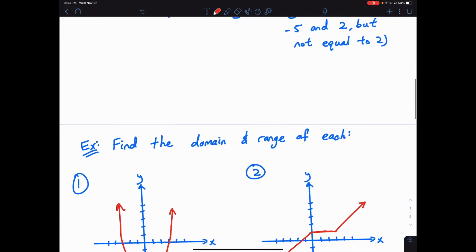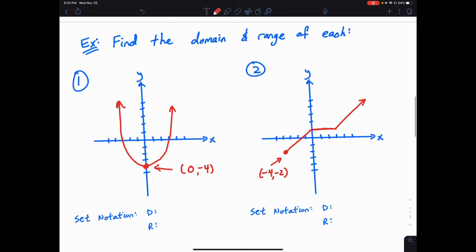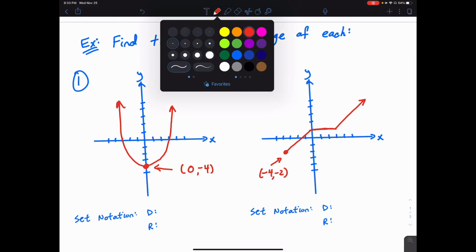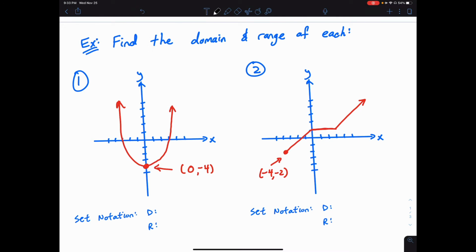So let's take a look at some examples here. For example, we have the following. Find the domain and range of each one, and we're going to be doing this in set notation. So first of all, for the first one, if we want domain, that means we're looking from left to right. And we see here that this arrow tells us that this can keep going forever. So arrows tell us that they keep going on forever. And this means it gets wider and wider to the left side.